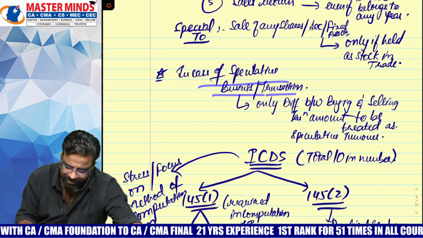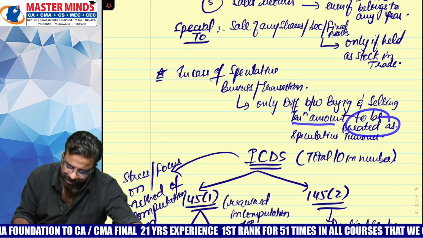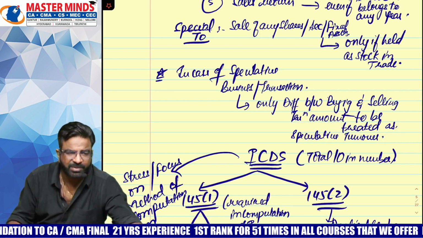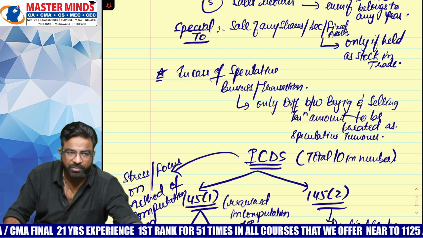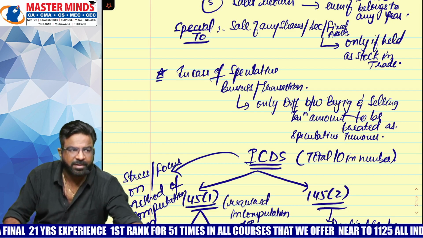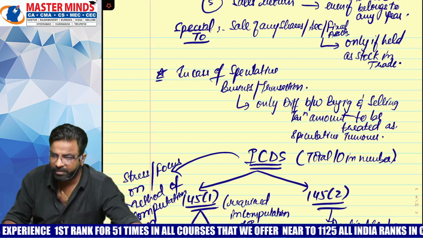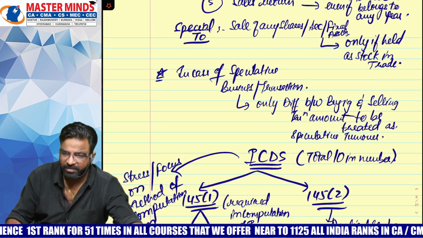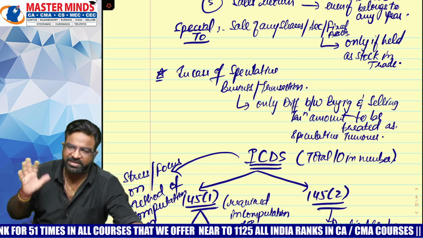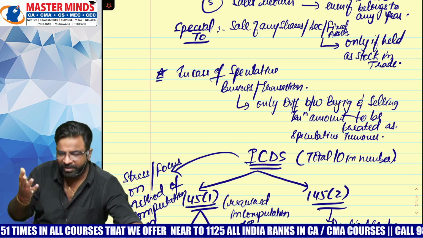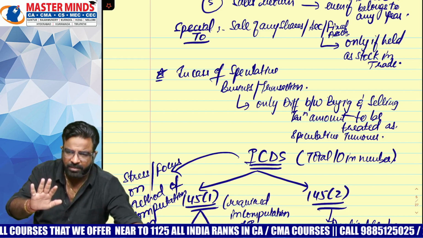In case of which business? Speculative business on a transaction. Only the difference between the buying and selling of the transaction amount is to be treated as what? Speculative. Tell me, what is speculative business? Anybody knows how to deal in intraday trading? Does anyone do it? Do you do intraday trading? Have you ever earned, and lost also? Loss is always higher than profits only. Okay, tell me, what do you do in intraday trading? In the morning you do it, by evening you have to square it. Am I correct or not?